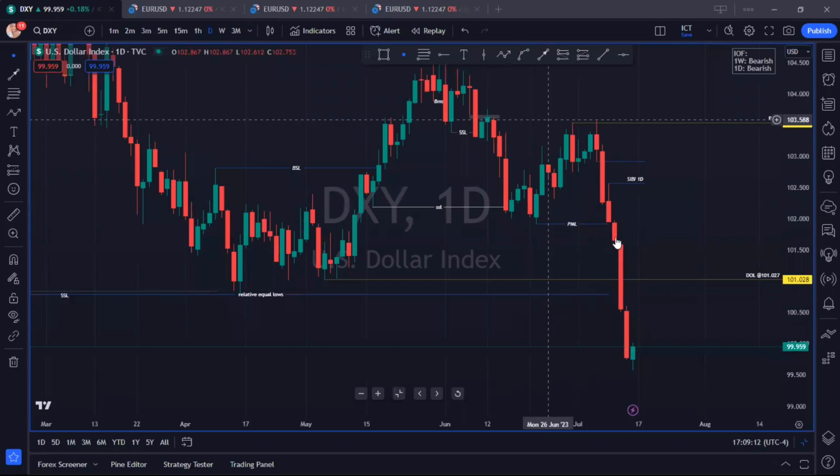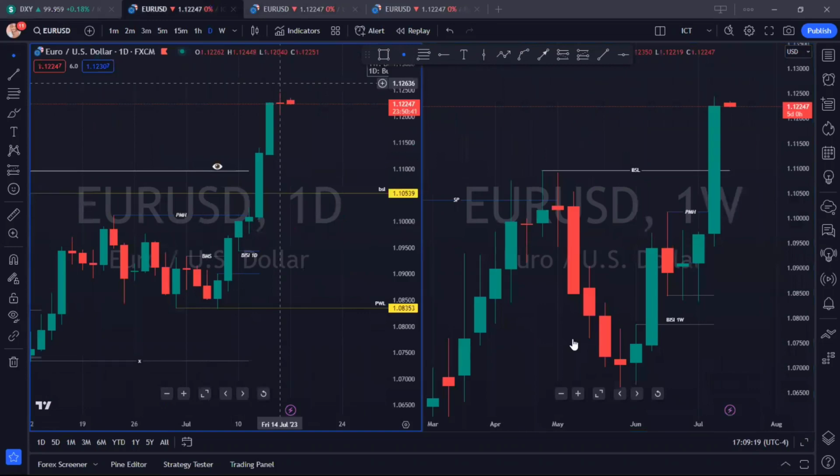We're able to sell the DXY throughout. When I say selling the DXY, what I mean is that we are buying Euro USD. So if you check my entries, you can see most of it is buy.